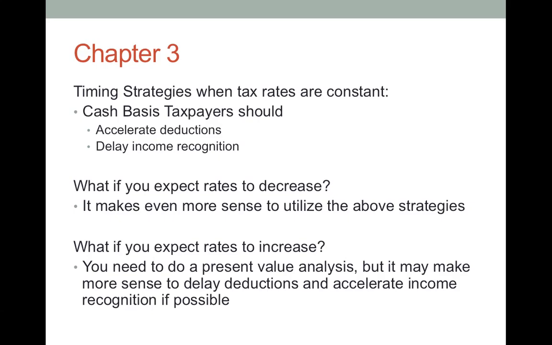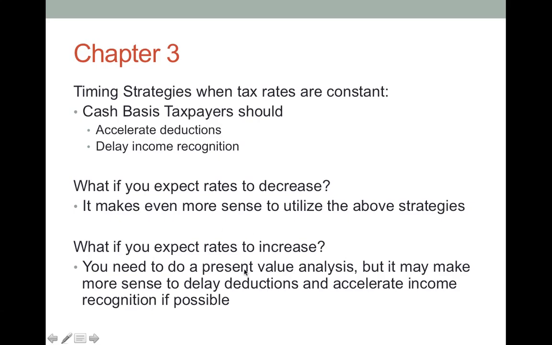So what we've added since then is what happens if you don't expect rates to be constant? What if you think rates are going to change? If you think your rate's going to decrease, if your rate this year is 30% and you think next year your rate is going to be 20%, decreasing tax rates just make this strategy up here even better. Okay, so if rates are decreasing, you want to do just what you would do up here. You would want to accelerate deductions. You would want to delay your income recognition. You would accelerate your deductions to deduct them when your tax rate is high, and delay income recognition so that you report the income when your tax rate is low.